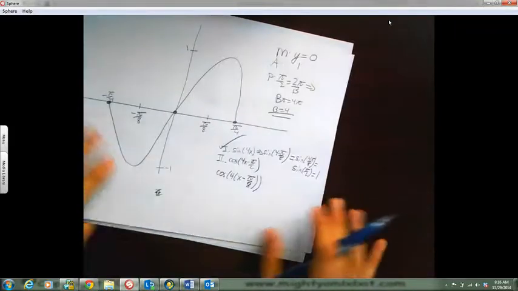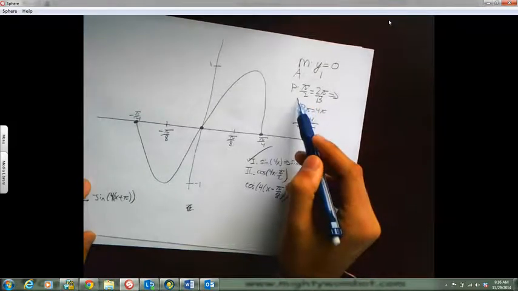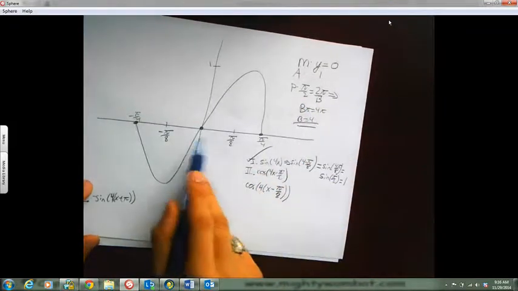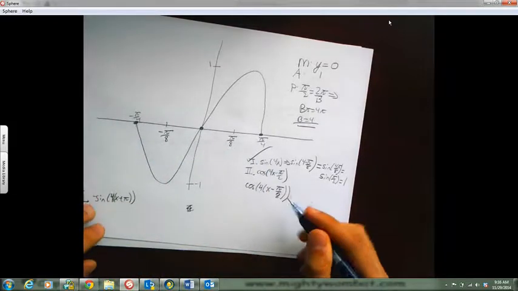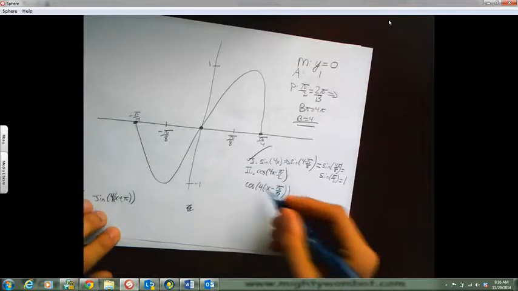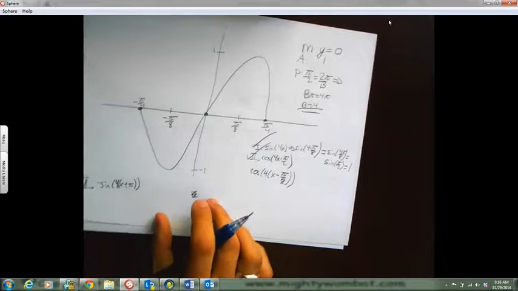Well, the period is pi over 2. Pi over 2 divided by 4 is pi over 8. So every pi over 8, we have a key point. Anyways, coming back to the problem, we already showed that this one worked. If you need to rewind the video and see that again, feel free to. So now let's deal with this one.